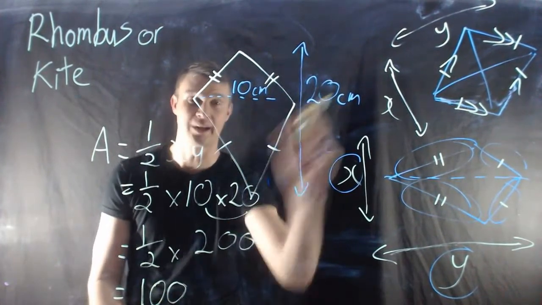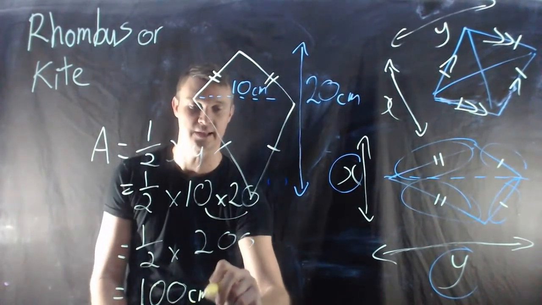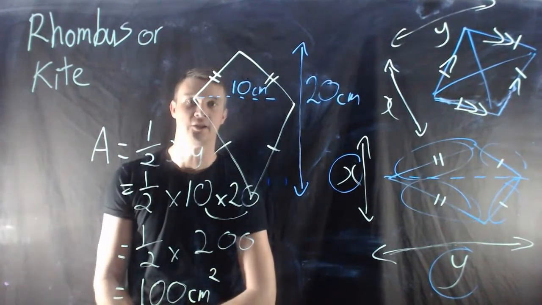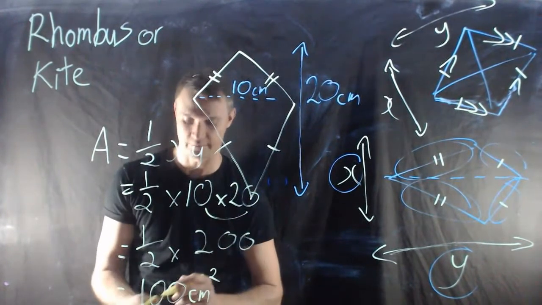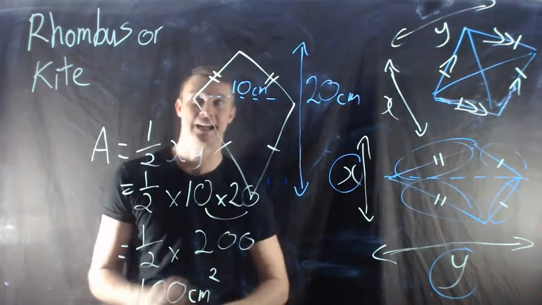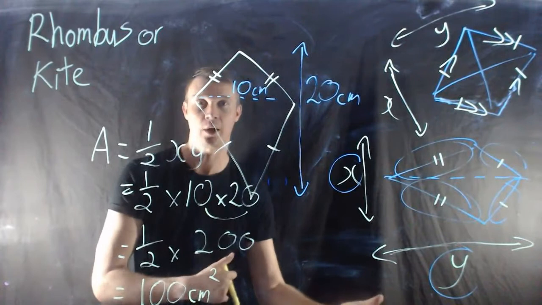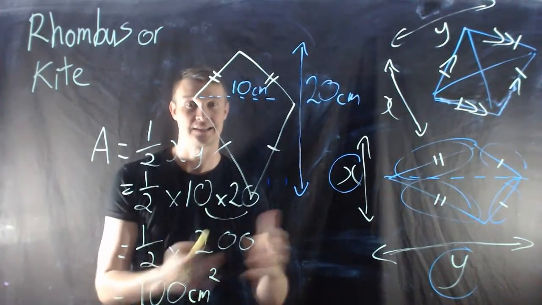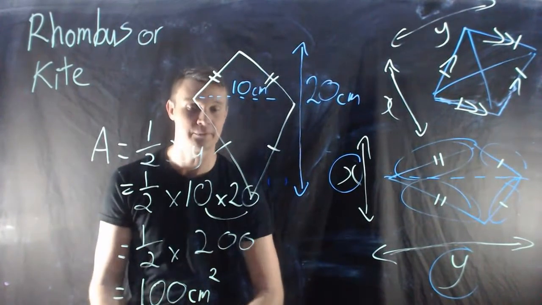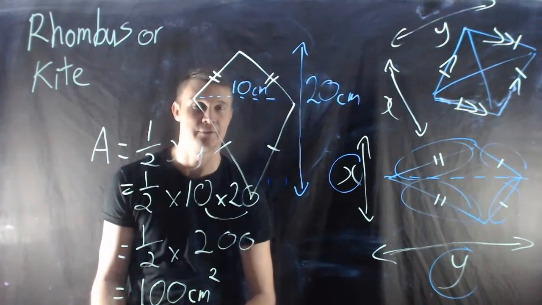And again, we'll write in our units, which is centimeters, and because this is area, it'll be squared. So again, a reminder: whether that is a rhombus or a kite, the formula is half times X times Y. You calculate the X and the Y and then divide it by 2, or find half of that, making sure again that you add in the units at the end.